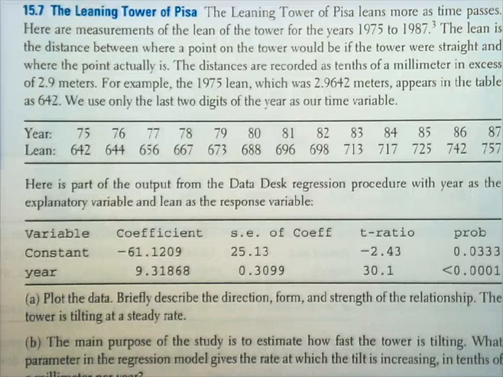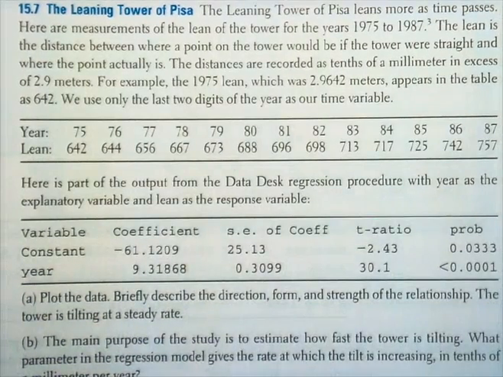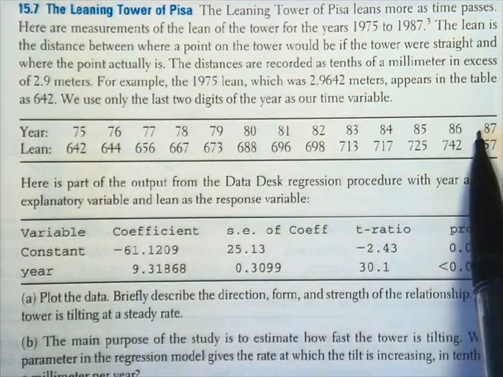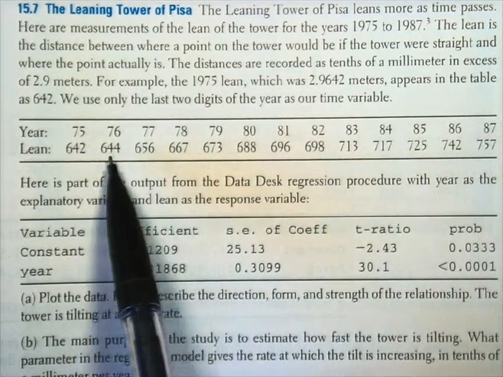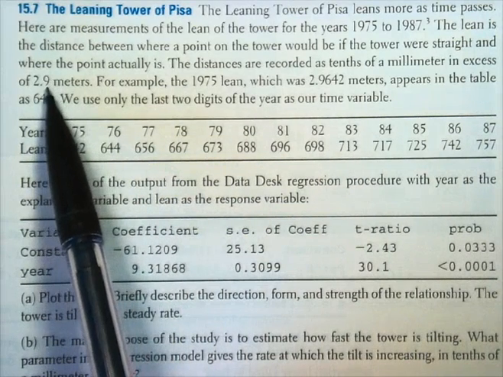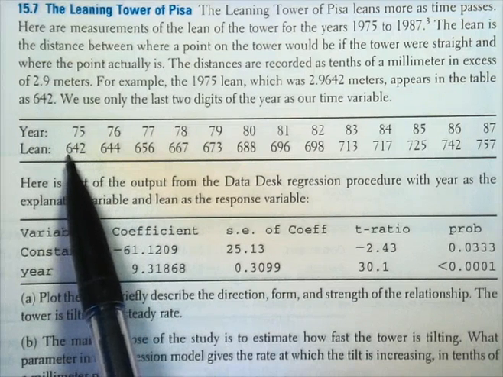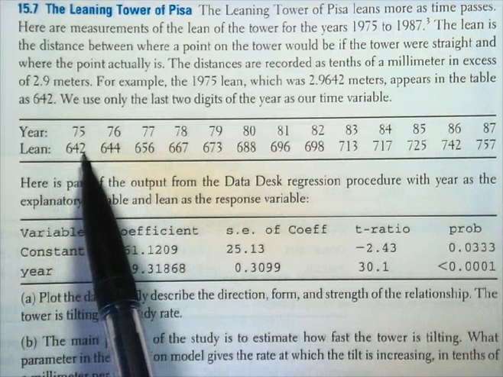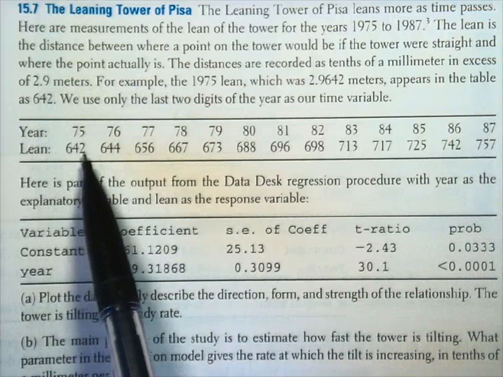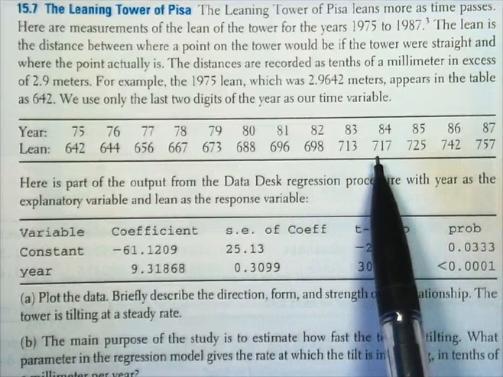Hi there. Let's take a few minutes and talk about question 15.7. These data involve the Leaning Tower of Pisa, 1975 to 1987, and these measurements indicate the number of tenths of a millimeter past 2.9 meters of lean. So in 1975, the tower was 642 tenths of a millimeter past 2.9 meters, and you can see the amount of lean is progressively increasing. That's what this linear regression is trying to measure.